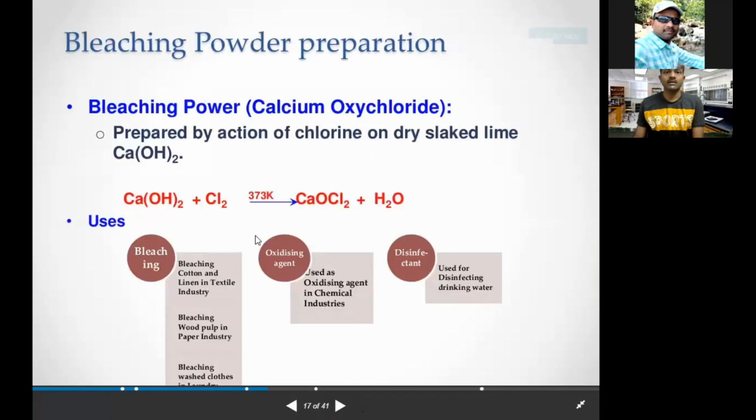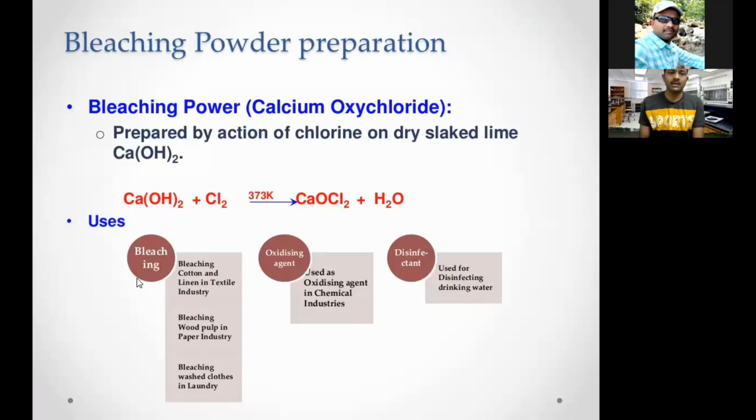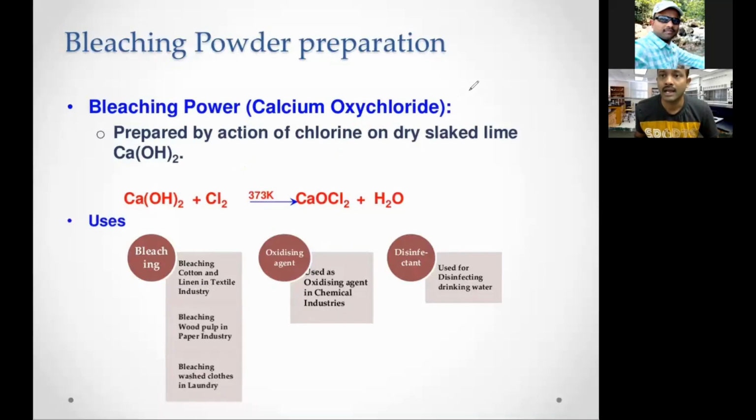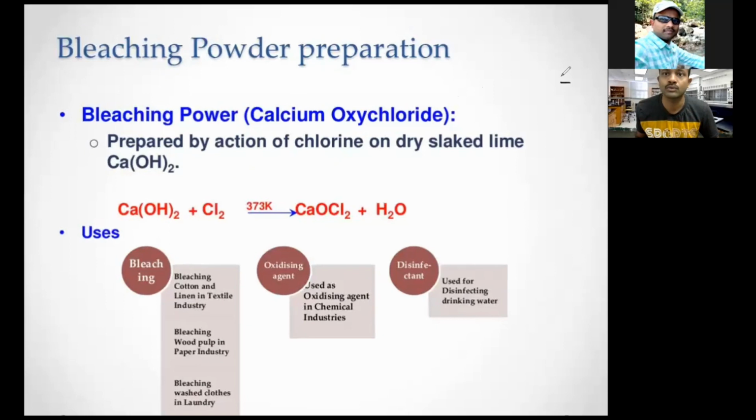Now, bleaching powder is there. The white color powder. Already you know this, you have seen it, I think, right? So bleaching powder. What is the main formula of the bleaching powder? That is calcium oxychloride, CaOCl2, right? Calcium oxychloride, CaOCl2.